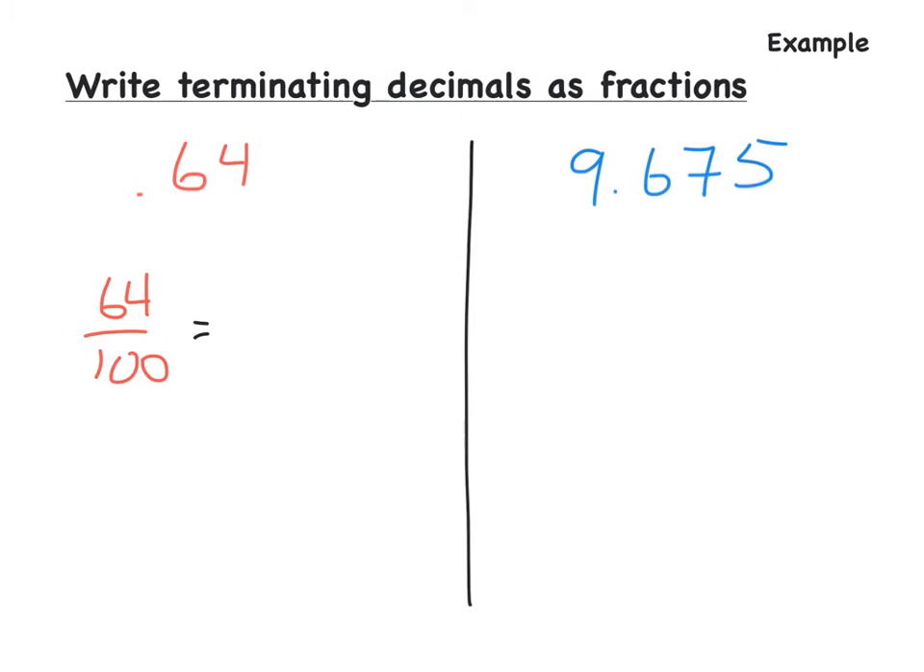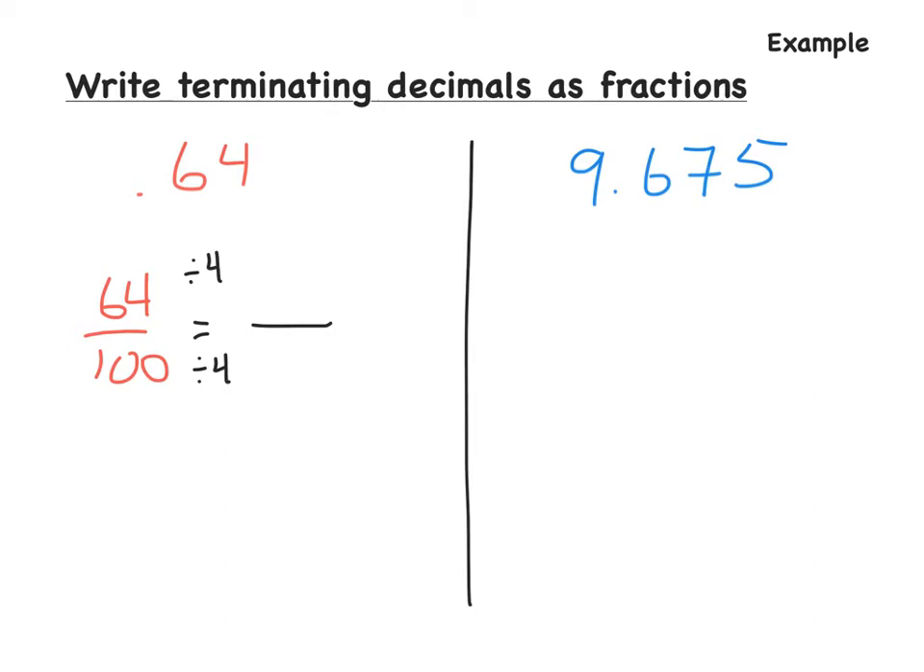So I do know that the greatest common factor of both 64 and 100 is 4. So let's do the multiplying and/or dividing method. We are going to divide both the numerator and the denominator by 4, because whatever you do to the top number, you always have to do to the bottom number.